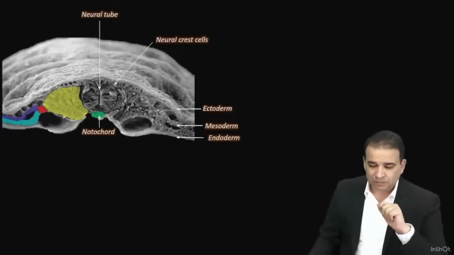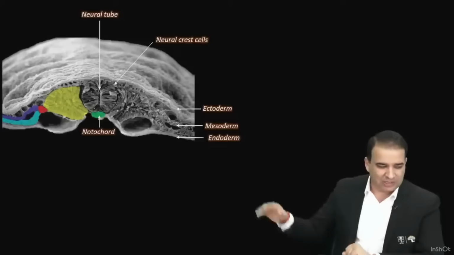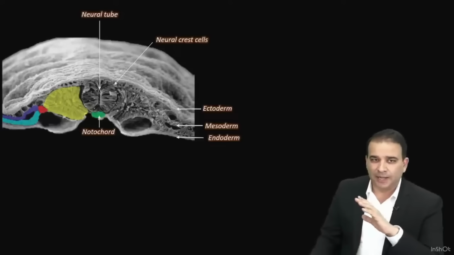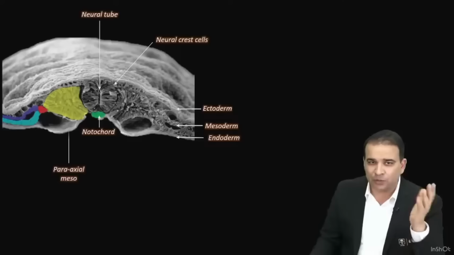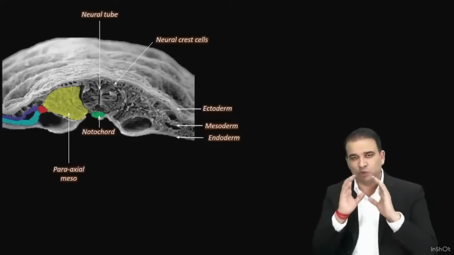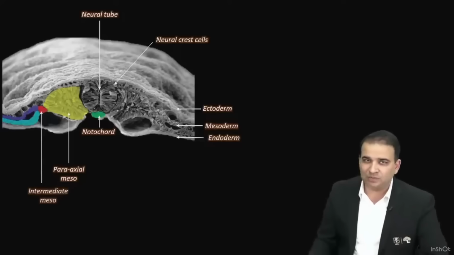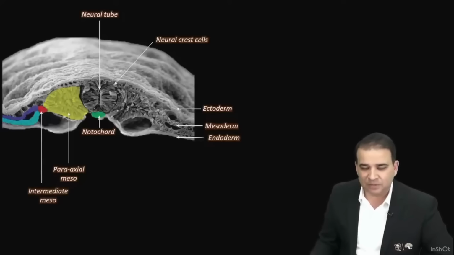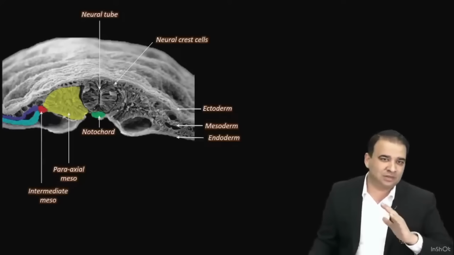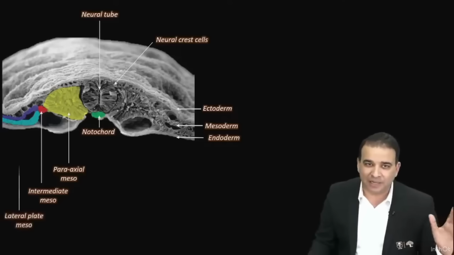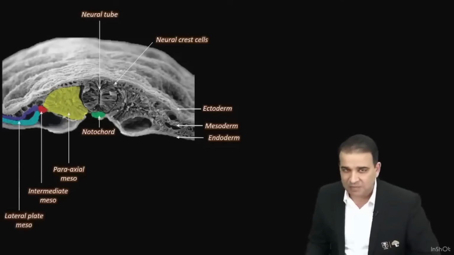Well guys, in this picture you can also see the colored part over there where you can see the 3 types of mesoderm. You can see that's a para-axial mesoderm. Neural tube is like an axis, so we have a para-axial mesoderm. Then we have an intermediate mesoderm, the one which is in between. And obviously the mesoderm which is present right on the side here, the one which is laterally placed, is called the lateral plate mesoderm.